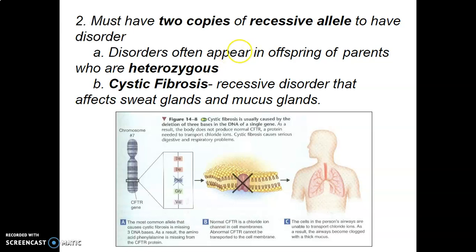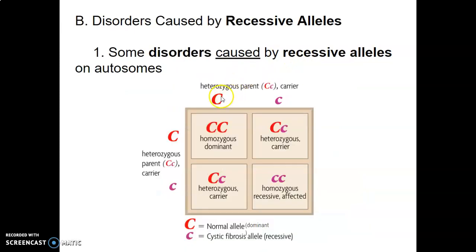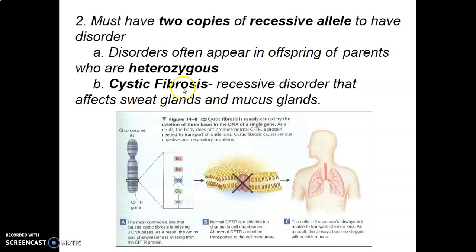Now, these disorders often appear in the offspring of parents who are heterozygous. Just looking back, remember, heterozygous means that allele pairing is different. Hetero means different. Homo means the same. So with heterozygous parents, neither one of them would have the disorder because it's a recessive allele disorder and the dominant blots it out, but there would be a 25% chance of their child having it.